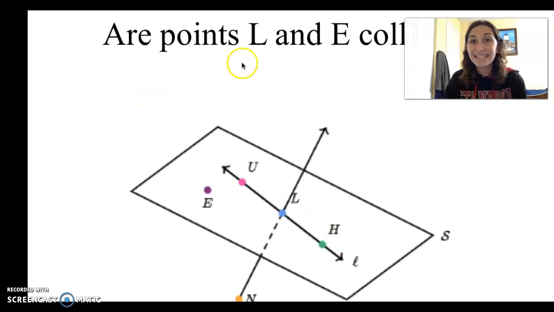So, are points L and E collinear? There is point E and point L. Now, when we're talking about collinear, we're talking about a line. So, as you can see, the word line is right in the middle. Do E and L lie on the same line? They do not. They lie on the same plane, but they do not lie on the same line. So these are not collinear.